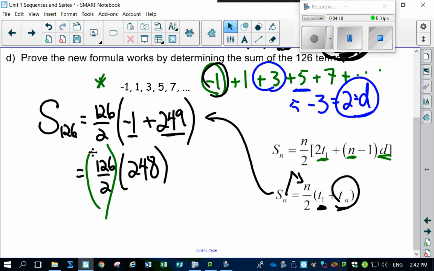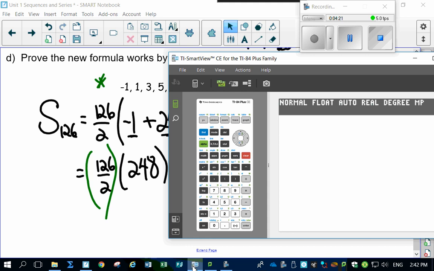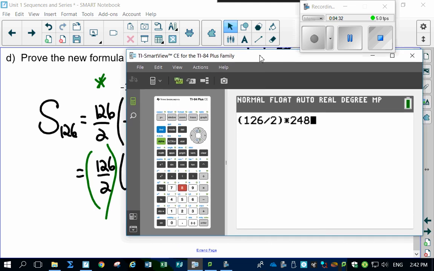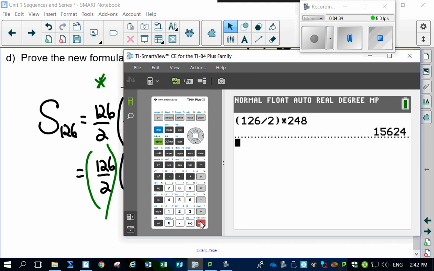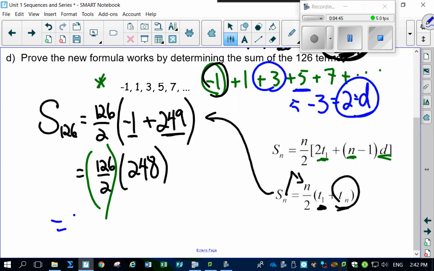But let's say it's a big complicated number that you can't do. So just put it in brackets. 126 divided by 2 in brackets, just like you see it there, times 248, and look at the value that you're going to get here. Let's hit enter. You're going to get 15,624. That's the sum of 126 terms. 15,624 is your sum of 126 terms.